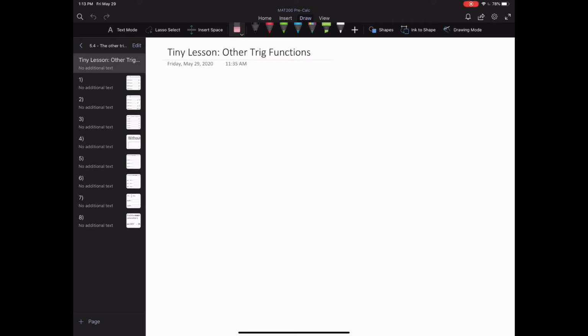Hey, what's up guys? We're going to do Unit 5, Section 4, which is the other trig functions. And I'm basically just going to tell you what it is you need to know. It's in this section right here. It's really simple.